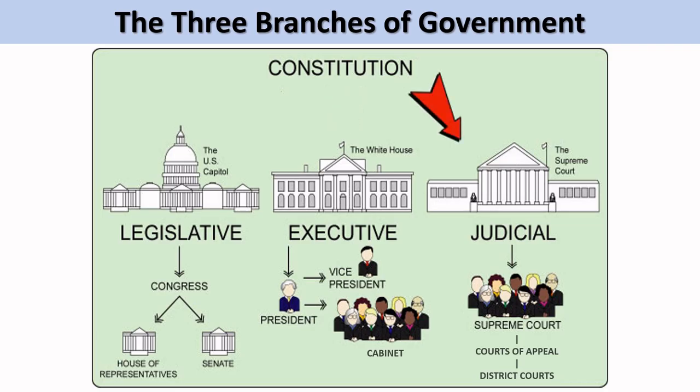The judicial branch is also defined by the Constitution. The Constitution says how judges are selected to serve on the highest court of the land, the Supreme Court, and it explains what the Supreme Court and the other courts that make up the judicial branch can and can't do.